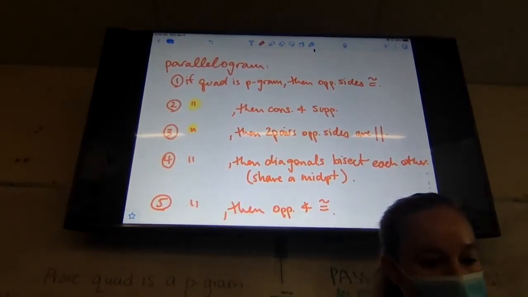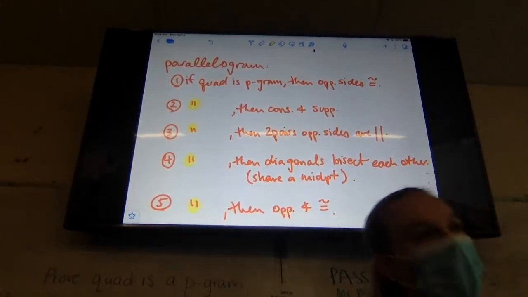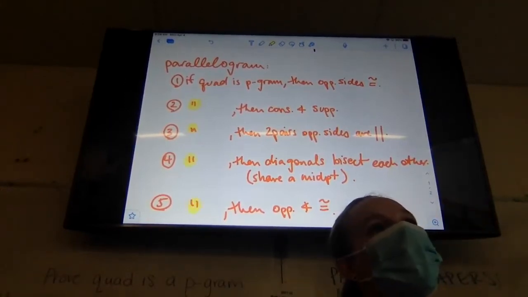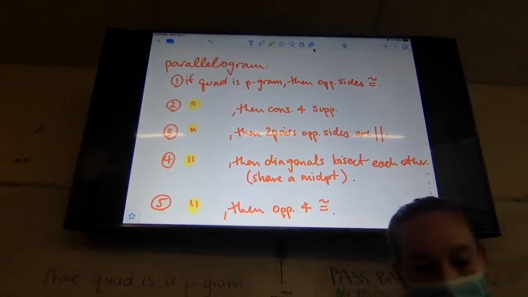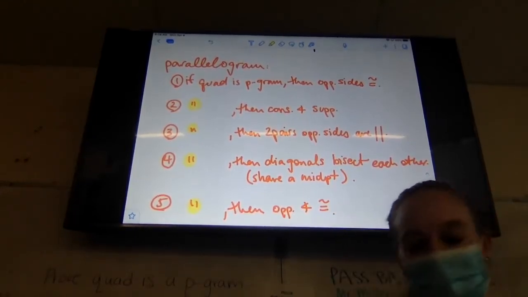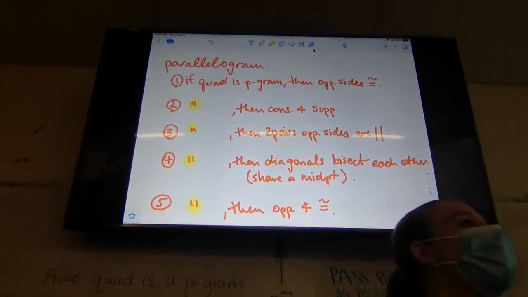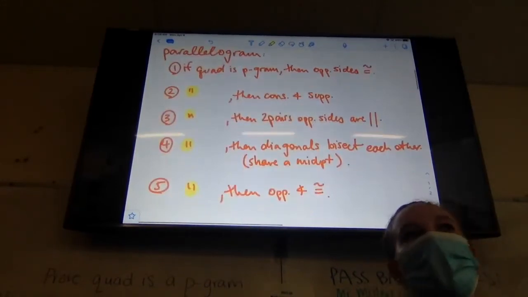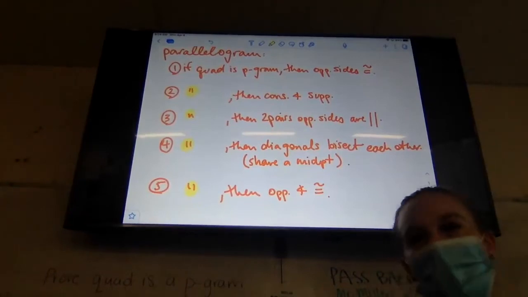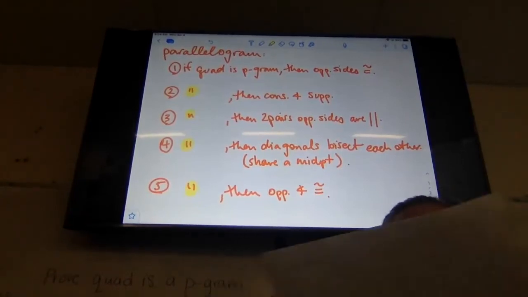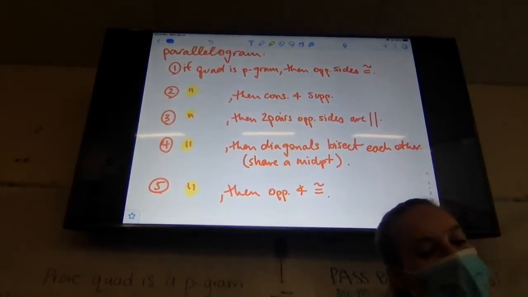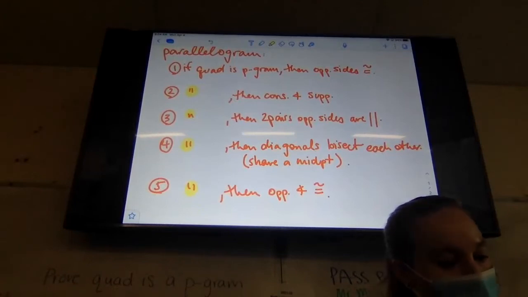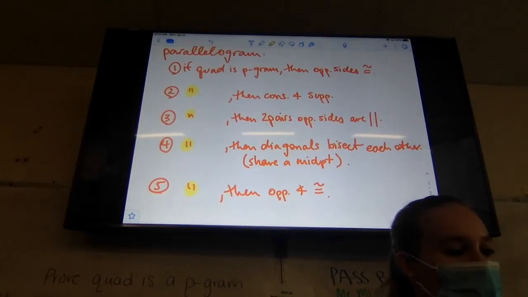Yep, those little quotations are just if quad is p-gram, if quad is p-gram, if quad is p-gram. So yeah, you're okay with that? Okay. I just wasn't going to write that over and over again. So what I'm saying here is, if you are told it is a parallelogram, you can assume all of these things are true. So that should help me on number 18 to know which sides are congruent, which angles are congruent, whether they're supplementary, all that fun stuff.